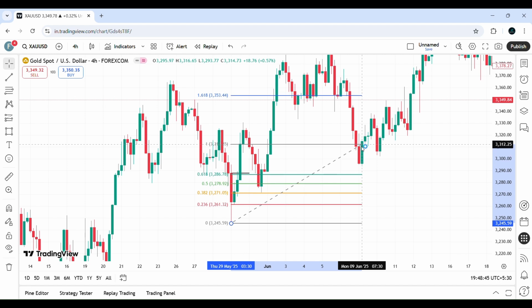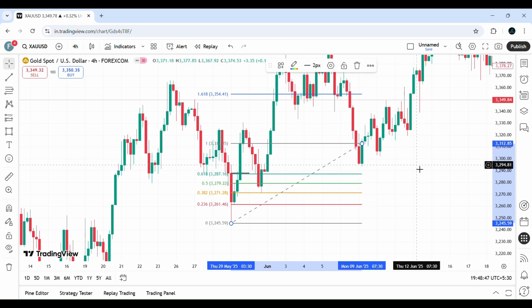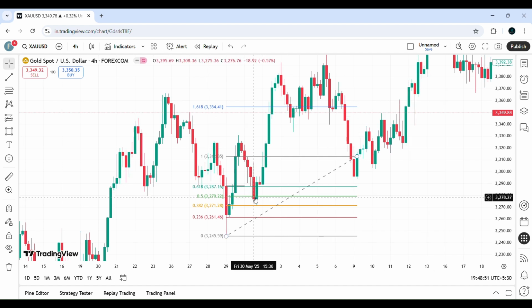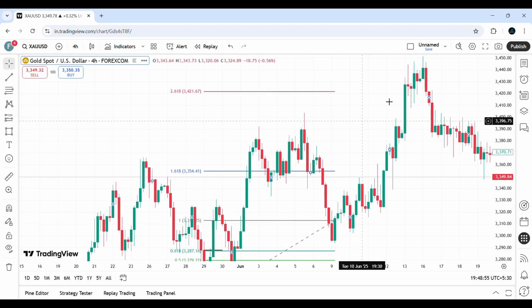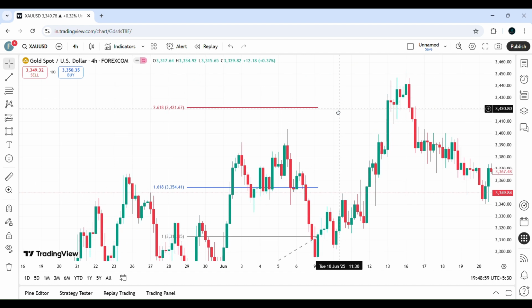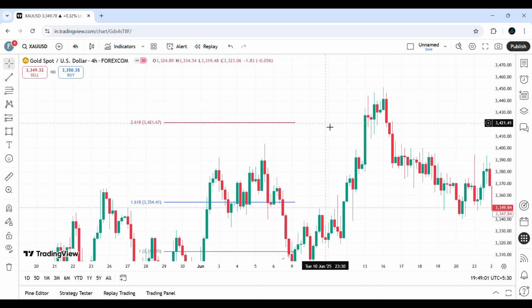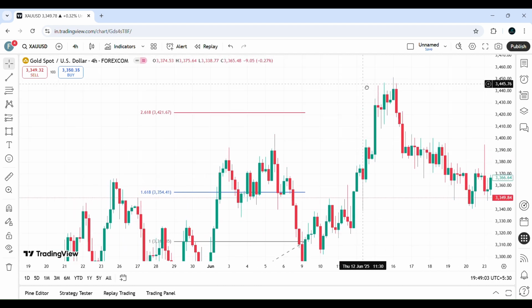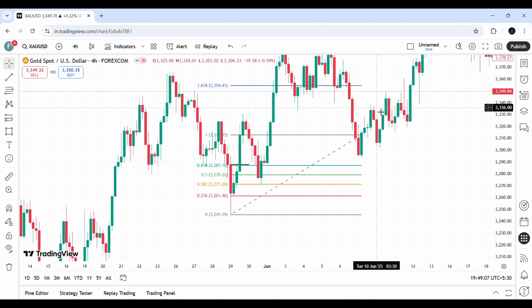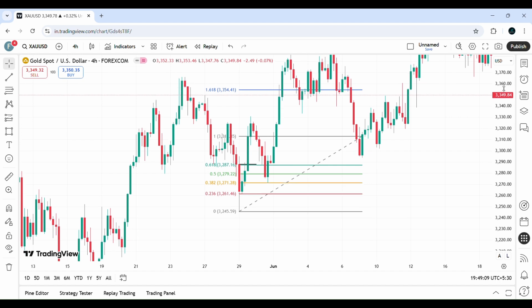This is a perfect entry. Look how beautiful this is. So beautiful. Look at that. Enter TP1 and TP2. Wow. Absolutely beautiful trade. So that's pretty much all there is to this strategy.